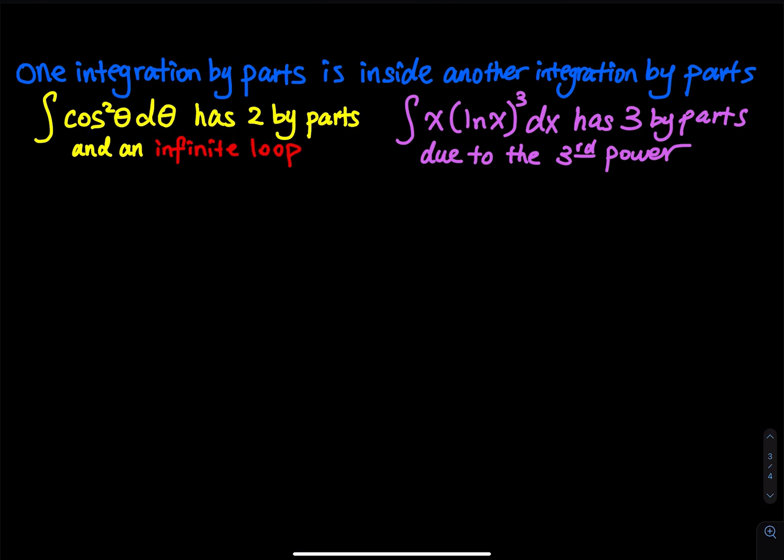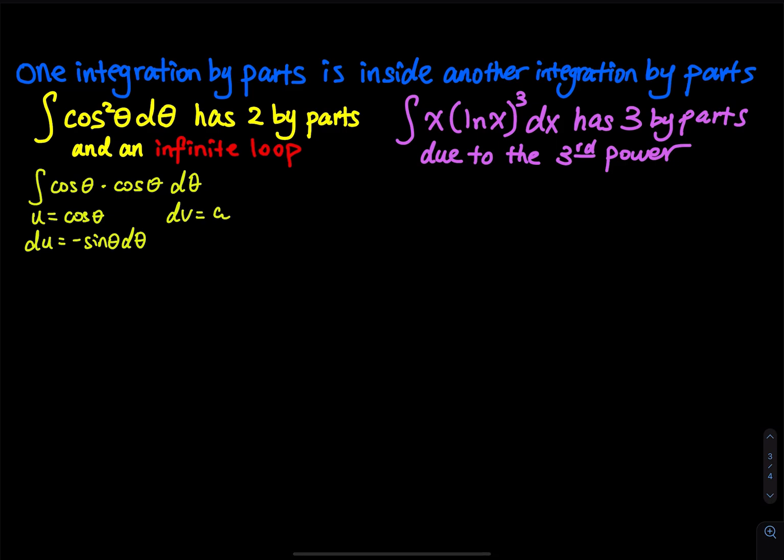For the cosine, I'm going to rewrite the function first. We are going to get the integral of cosine theta times cosine of theta d theta. This is how the square works, right? Then I'm going to let u equal cosine of theta, and du equals negative sine theta d theta. Just take the derivative, right? The dv is everything else, so that is cosine of theta d theta, and v equals the integral of cosine theta d theta, which is sine of theta.